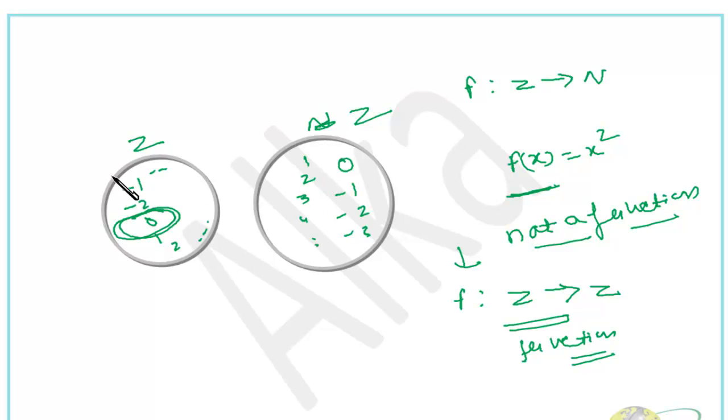So domain will be Z, codomain will be Z, but what will be the range? It's 0, 1, 4, 9. Okay, because negative elements will not be part of the range, because the square of any real number cannot be negative, right?